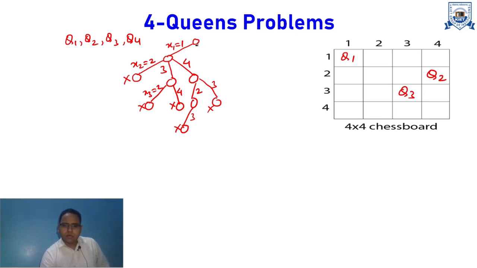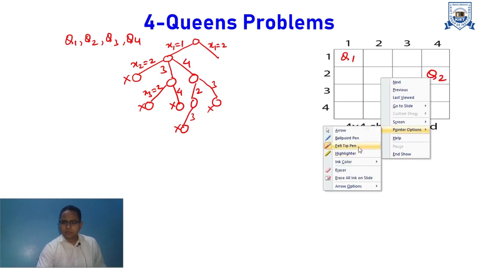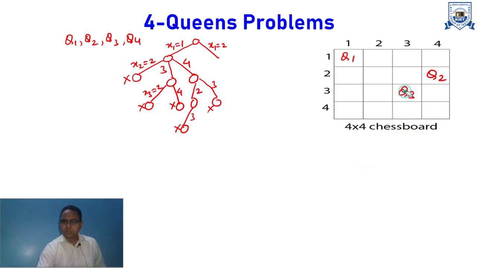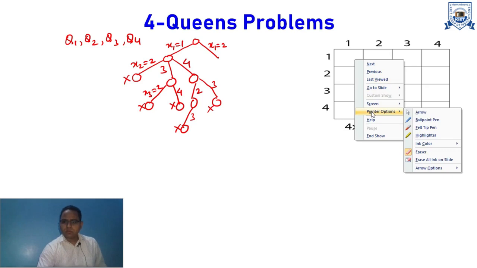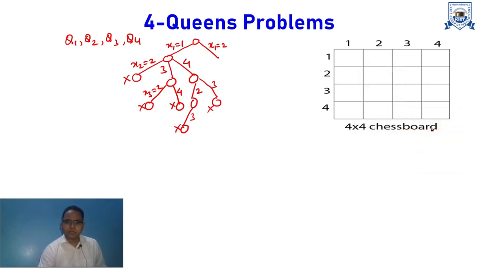Now the only solution is to shift queen 1 to the second column. This is the next solution we can say. So let's remove all this here and erase this. That means now we are shifting queen 1 to the second column. Since we are shifting it to the second column, this is our queen 1.